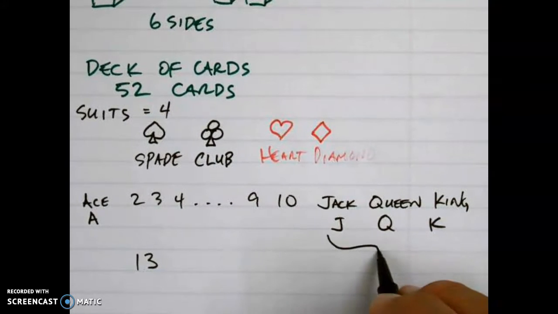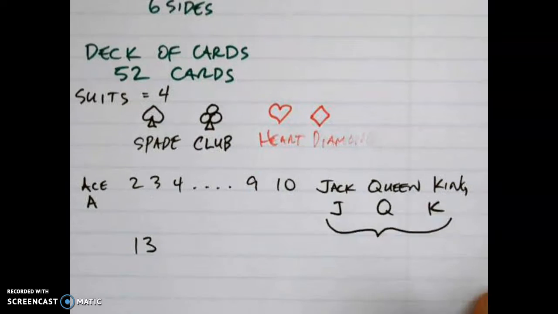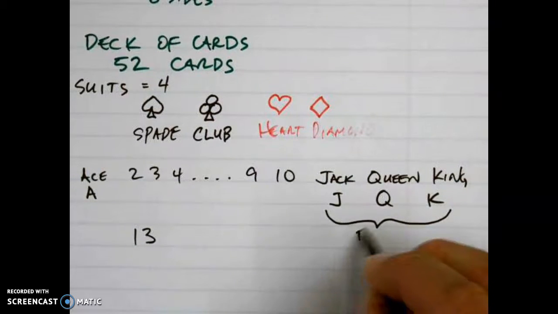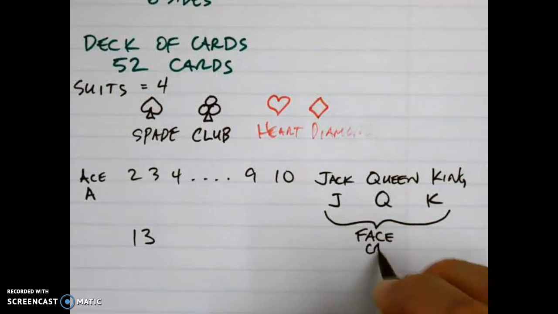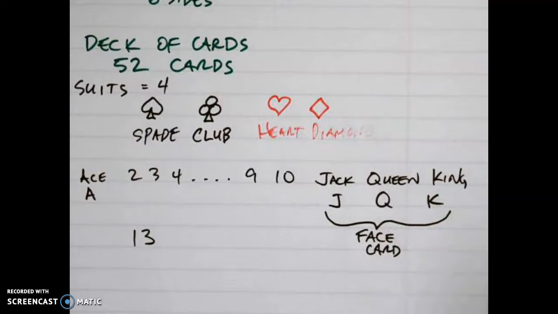If a probability question asks for face cards, these are called face cards because there are faces on them. Jack, queen, and king have faces on them. Any questions so far?